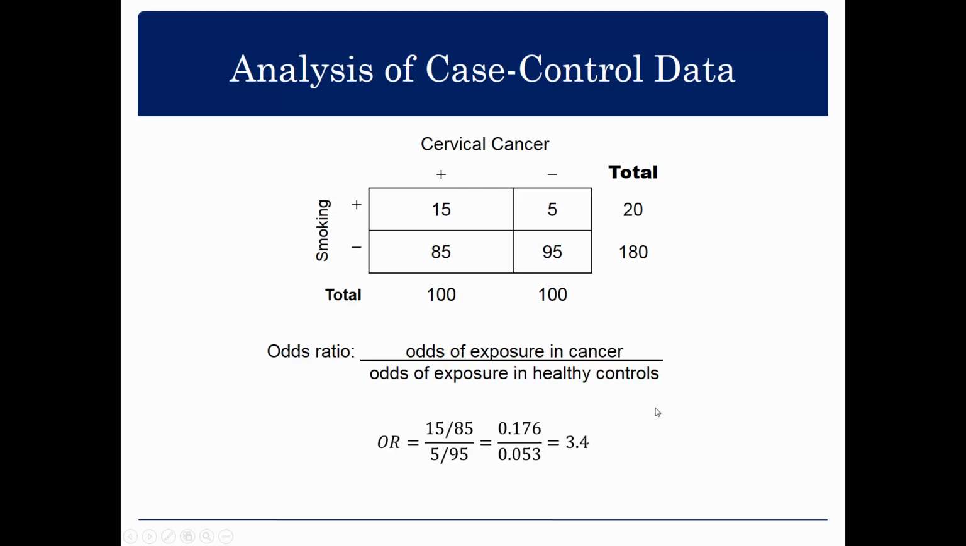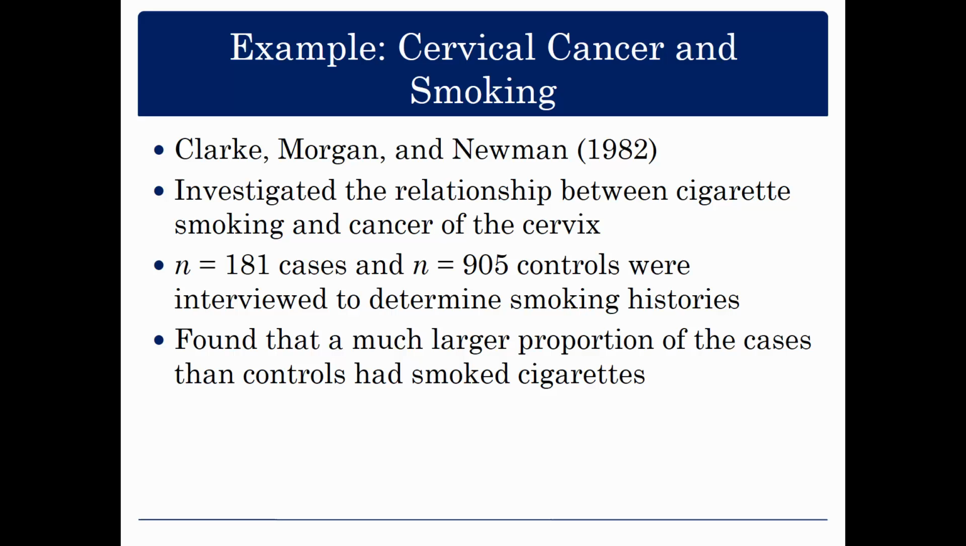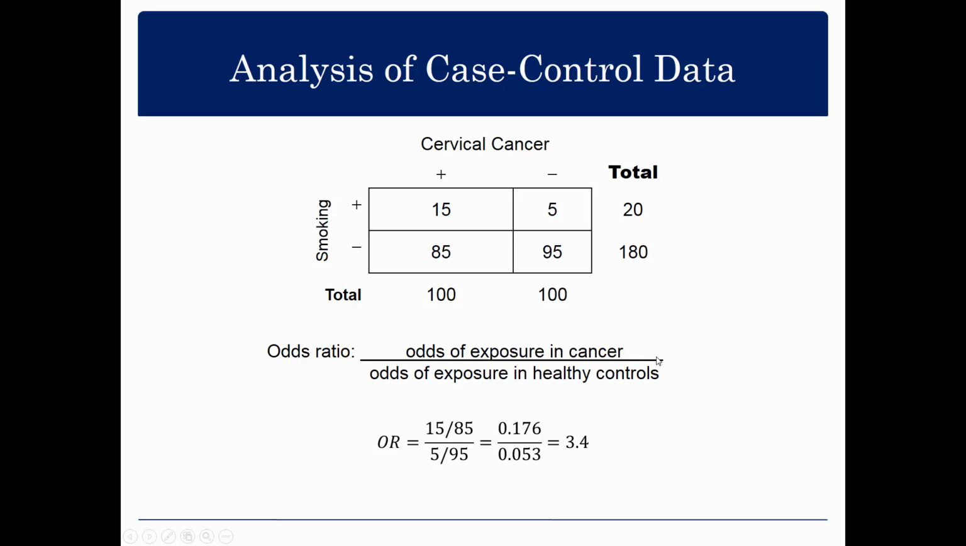They found in this study that a much larger proportion of the cases, those women with the disease, had actually smoked cigarettes in the past, or at least reported smoking cigarettes. That data looked like this. This must be a subgroup of the 181 and 905 because it doesn't add up to the total. Oh, this is percentages. That's why. So percentage-wise, they found of those with cervical cancer, 15% of them had reported smoking. Of those without cervical cancer, only 5% reported having smoked in the past.